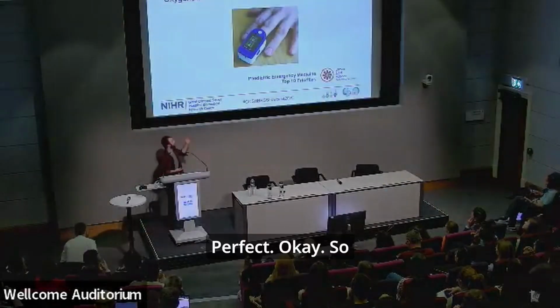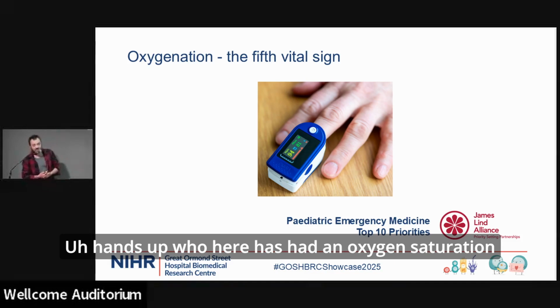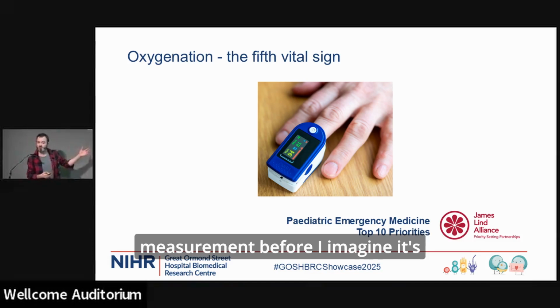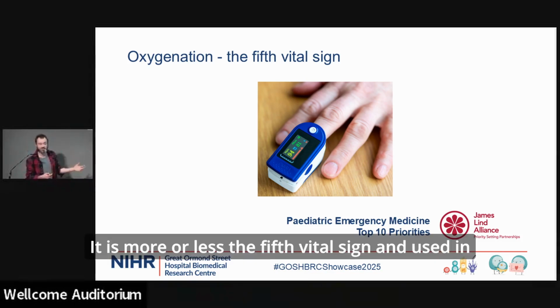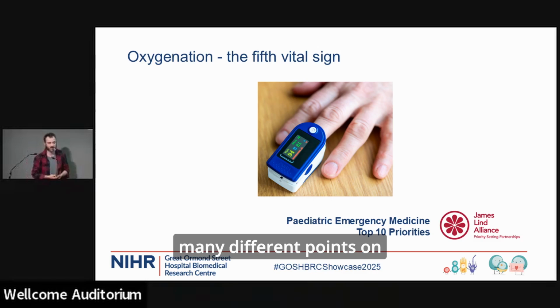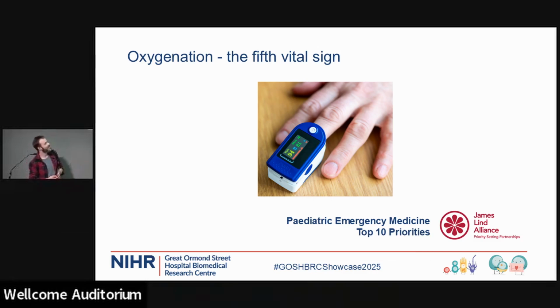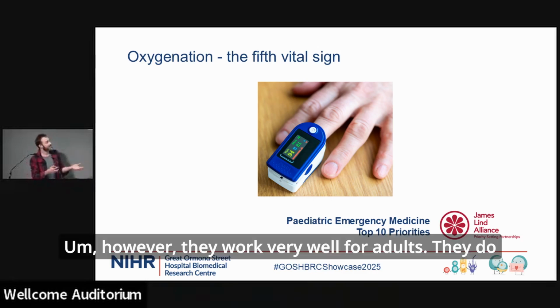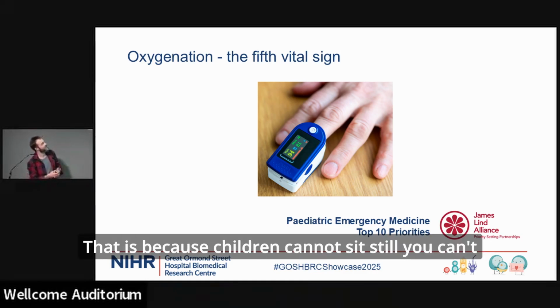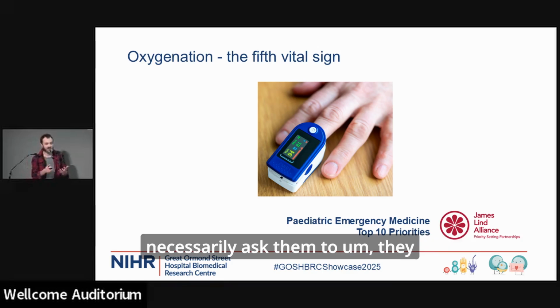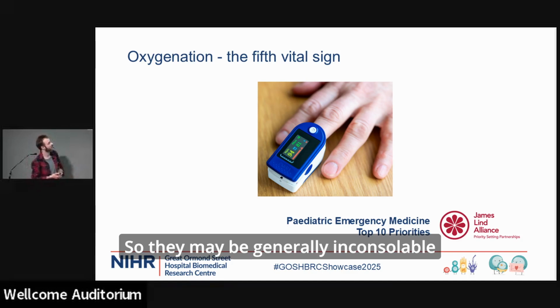Okay, so hands up who here has had an oxygen saturation measurement before. I imagine it's probably everyone. They are ubiquitous. It is more or less the 5th vital sign and used in many different points on patient pathways to make decisions. However, they work very well for adults. They do not work very well for children. And that is because children cannot sit still. You can't necessarily ask them to. They may be having a tantrum as well, so they may be generally inconsolable.